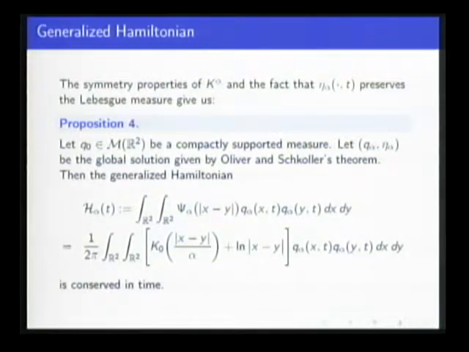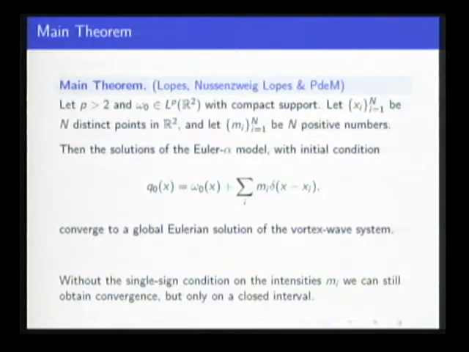We are able to show that there exists a generalized Hamiltonian that we've defined to be this quantity here that is conserved in time. And using these results, now I'm able to state our main theorem. So we've shown that if P is strictly bigger than 2 and omega 0 belongs to LP with compact support or in L1, then there exists a subsequence of solutions of the Euler alpha model with our initial condition that converges to a global Eulerian solution of the Vortex-Wave System.